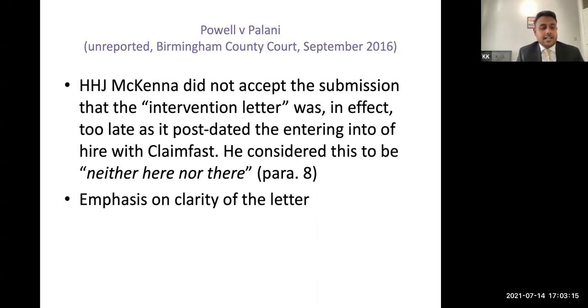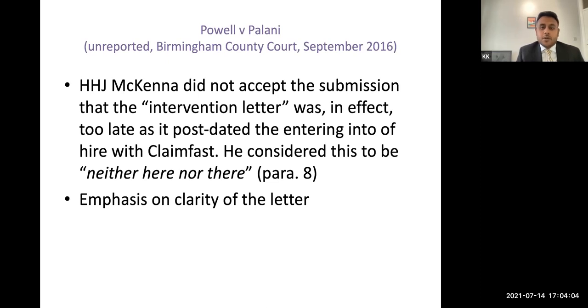Now, whilst of course the clarity of the letter is always going to be an important factor, in my experience, the timing of the letter can work both ways, because the inevitable argument from the claimants will be that if an intervention letter is sent a week after a claimant has already commenced hire, they've already signed an agreement with another party to hire the vehicle, there would be difficulties in off-hiring from their existing agreement and moving on to another, if that meant there was a delay in when vehicles could be transported and accessible for the claimant.